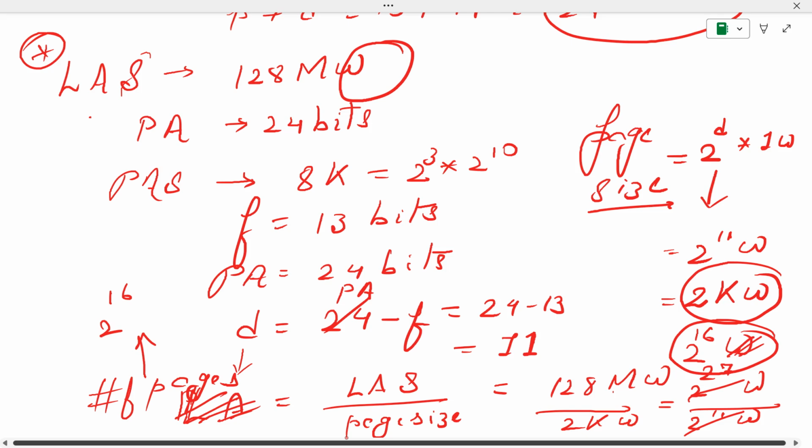So if we are asked about the LA, LA is equal to P plus D. P will be represented by 16 bits, and D we have already been given as 11. So altogether it becomes 27 bits. So LA becomes 27 bits, and the page size is 2 kilowords.